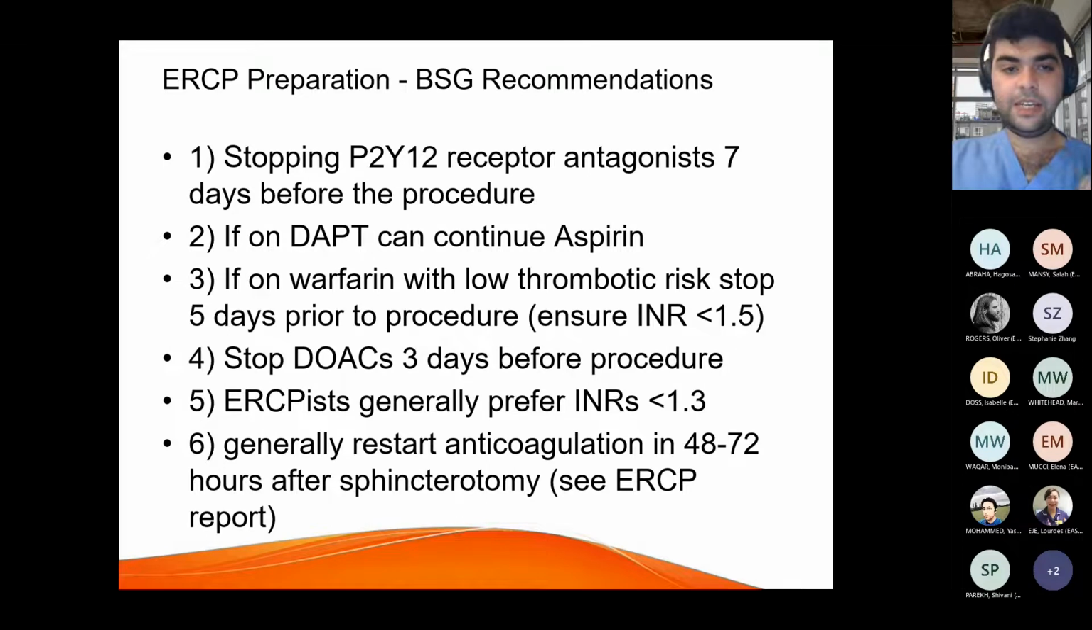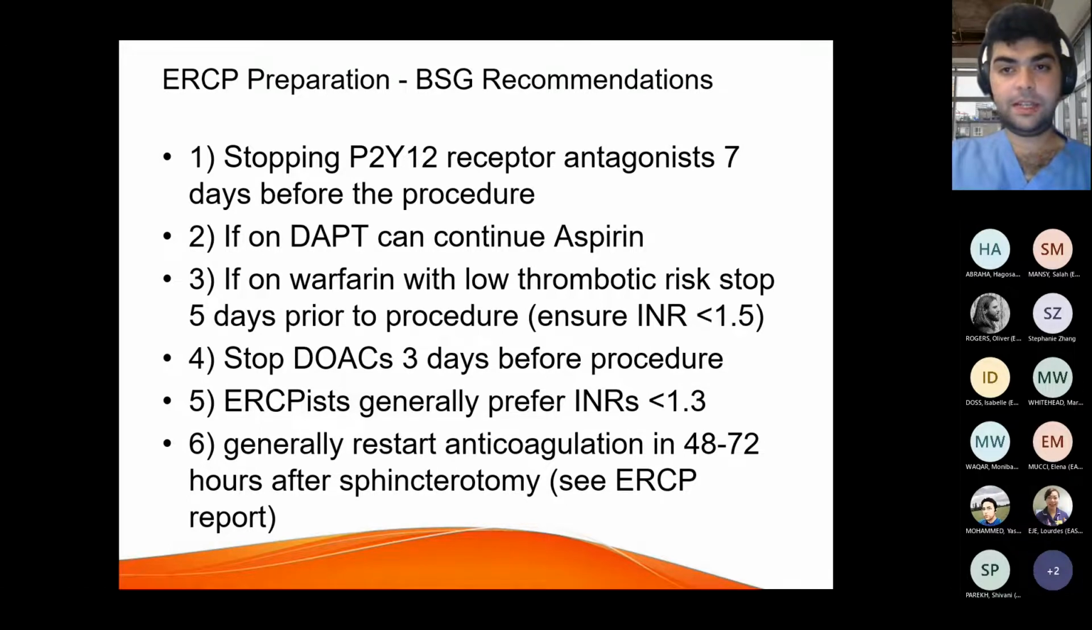In this case scenario, I don't know if you remember, but one thing I did note was that the patient had atrial fibrillation. People on anticoagulation are at particularly high risk of having post-sphincterotomy bleeding as a result of their coagulation disorders or any residual antiplatelets or anticoagulants.